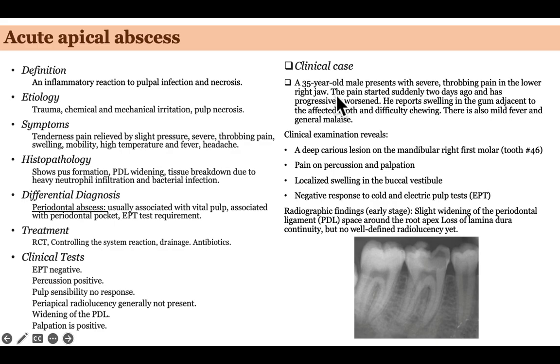A 35-year-old male presents with severe, throbbing pain that started suddenly 2 days ago, a swelling of the gum, and mild fever. For clinical examination, we have a carious lesion here, pain on percussion and palpation, localized swelling of the buccal vestibule, and a negative response to the electric pulp test. Also, in the picture, we don't find any well-defined radiolucency, and we have a little widening of the PDL. So the diagnosis is acute apical abscess.